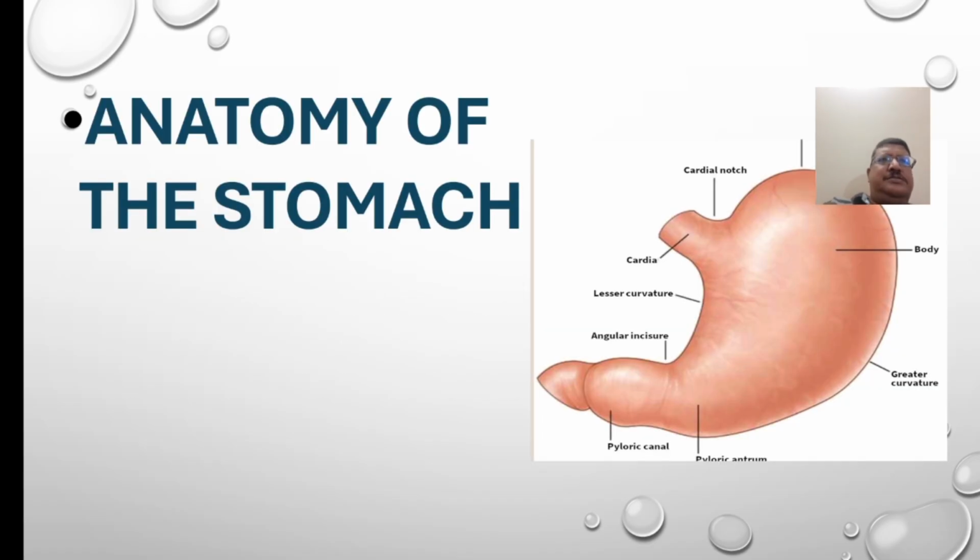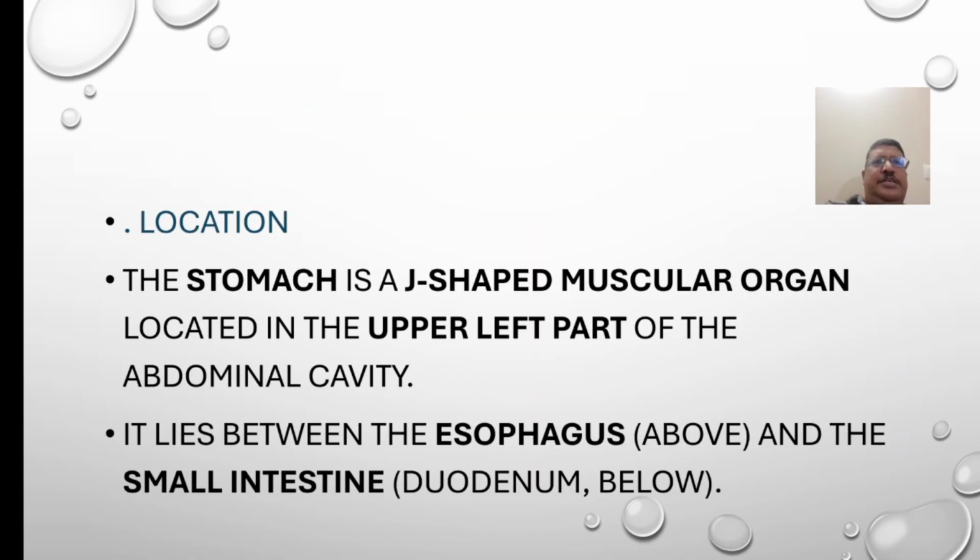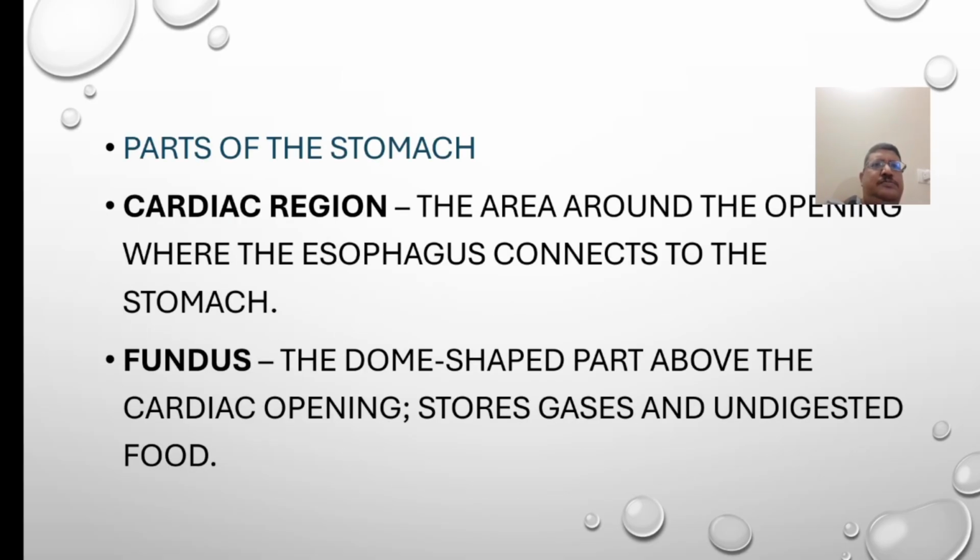Anatomy of the stomach. Location: the stomach is a J-shaped muscular organ located in the upper left part of the abdominal cavity. It lies between the esophagus above and the small intestine, the duodenum, below.